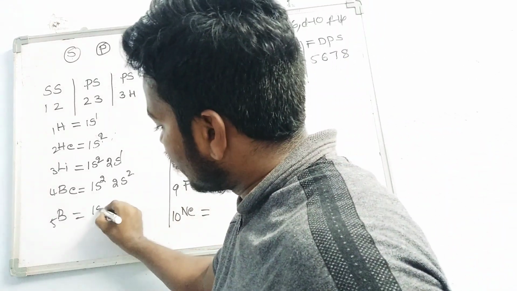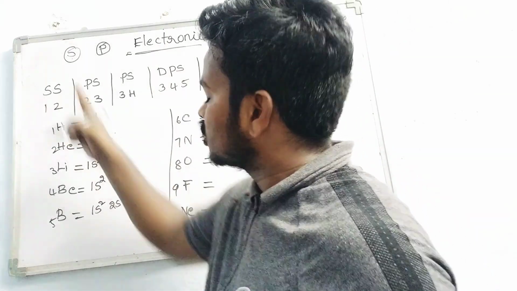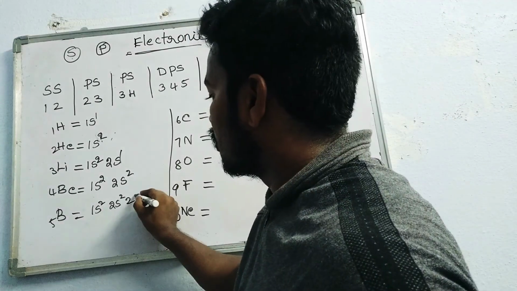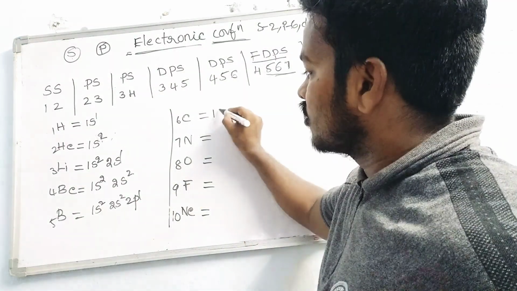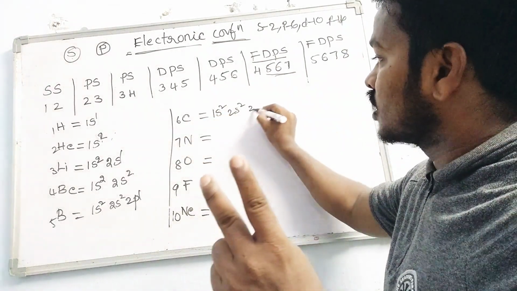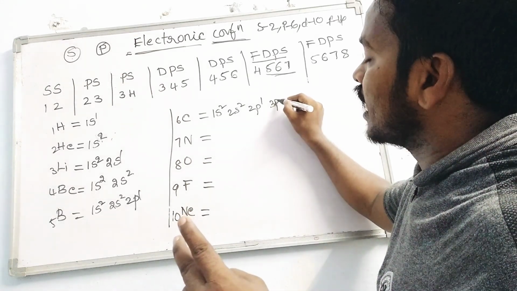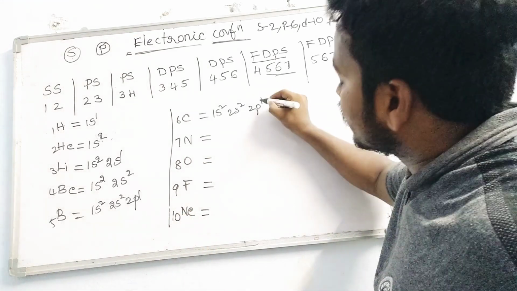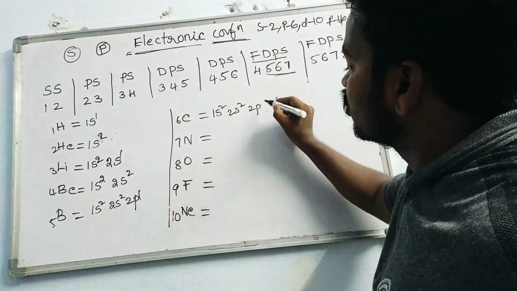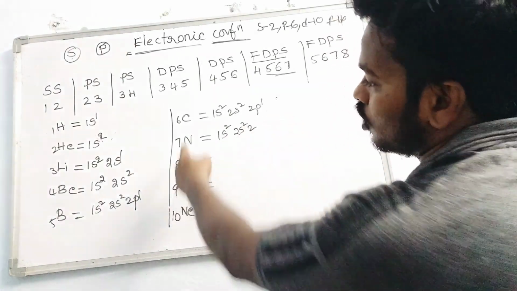Next, boron: 1s2 2s2 is complete with 4 electrons. How many electrons are left? 1 electron is left. So 1s2 2s2 2p1. Next, carbon: 1s2 2s2 with 4 electrons, so 2 electrons are left. You should not write 2p1 and then 3s. You should not write that, because the p orbital should be filled up to 6 first, and only then is it correct. So 1s2 2s2 2p1 for boron, with only 1 electron extra.